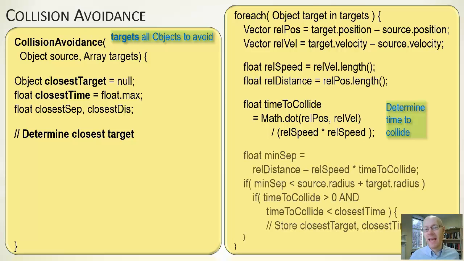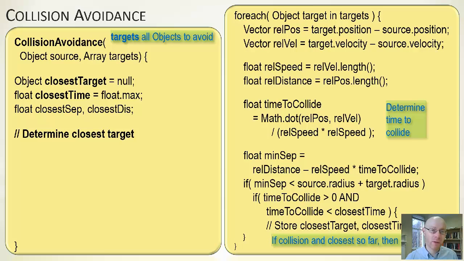We have a bit of testing then. Now that we find out the time to collide, we check to see what separation we will have at that point of closest approach. The minimum separation is going to be the relative distance, how far away they are at this point in time, take away the relative speed times the time to collide. That will tell us just how close these two objects will get.